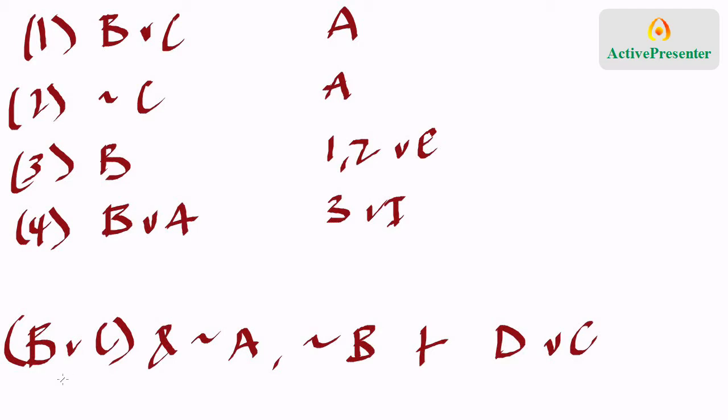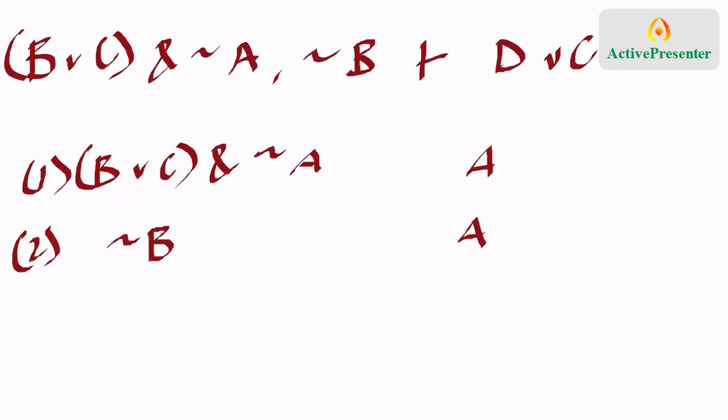Okay, next I want to do this one. Okay, so here are our two premises. Then the next thing we want to do is get B or C by, on line 1, doing and elimination. That is ampersand elimination.